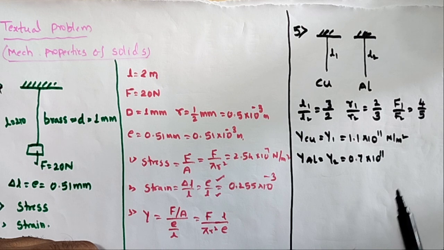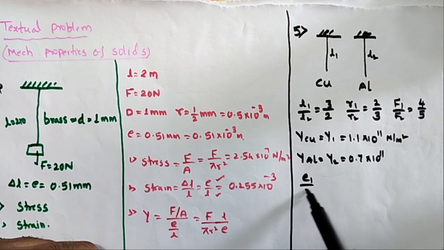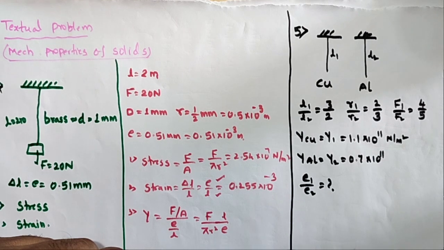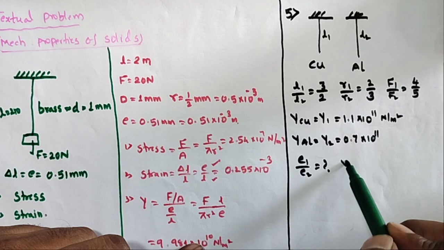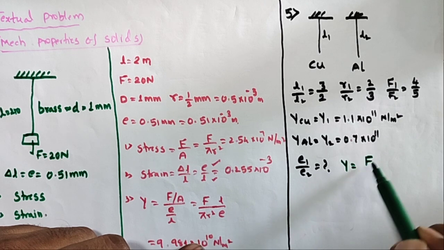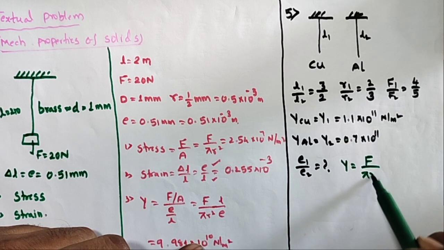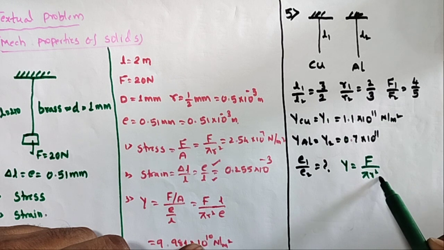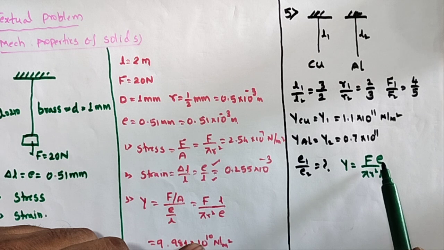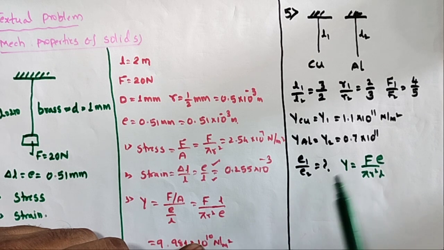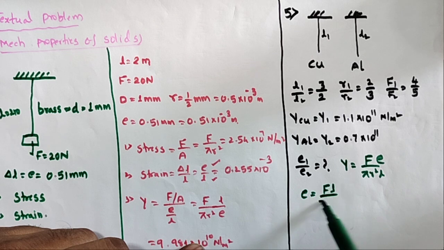So what is the question? The elongation ratio e1 by e2. We know the formula very well. What is the Y formula? Y is equal to F by pi r square into L by e. We know that very well. I want the e formula. So e is equal to F L by pi r square Y.